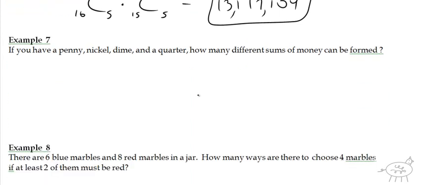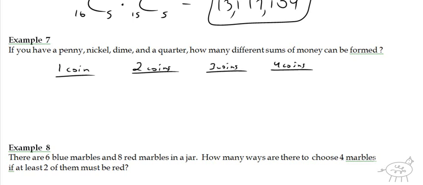All right, example 7. You have a penny, a nickel, a dime, and a quarter. How many different sums of money can be formed? Well, again, it doesn't matter if I have a dime first and then a nickel and then a quarter, or a quarter first and then dime and then a nickel, right? It doesn't matter the order. What matters is how many am I choosing. So this is the deal. I can either choose 1, 2, 3, or 4 coins. So let's just list it: 1 coin, 2 coins, 3 coins, and 4 coins.